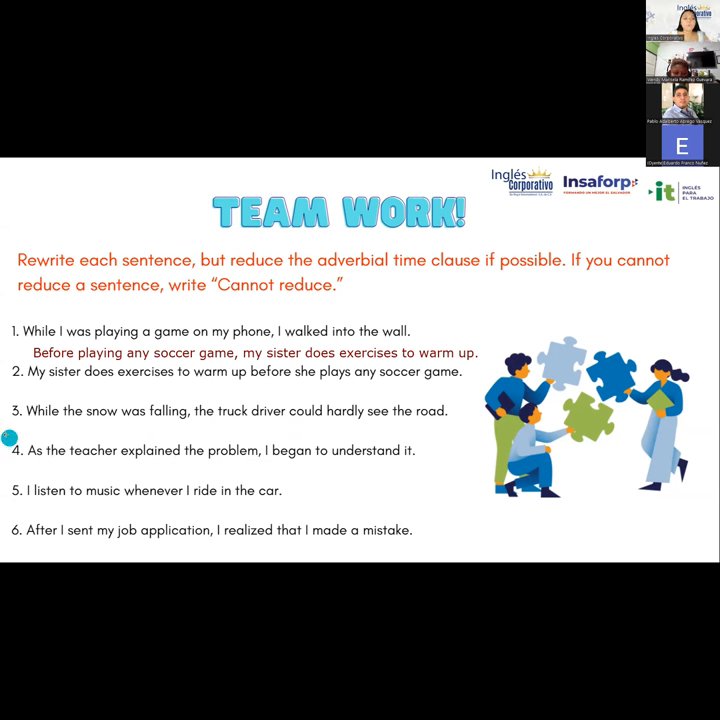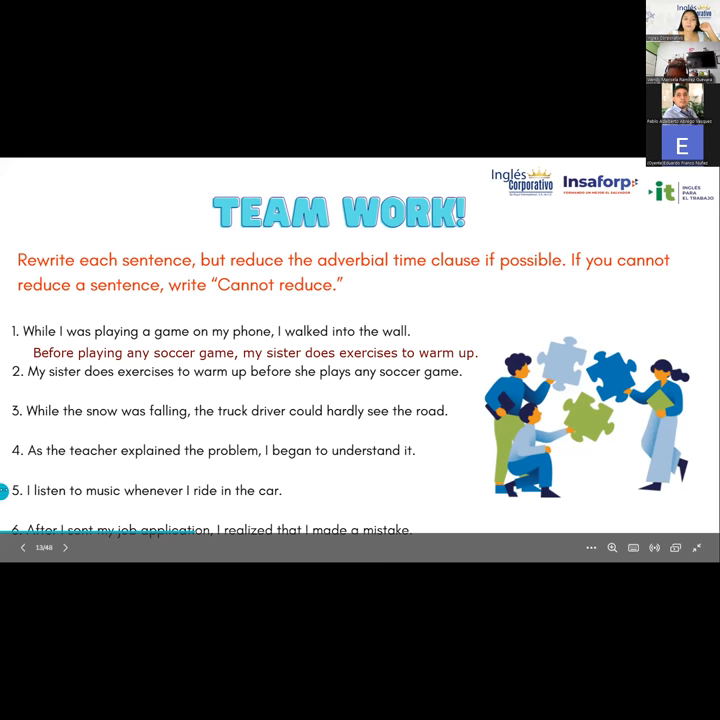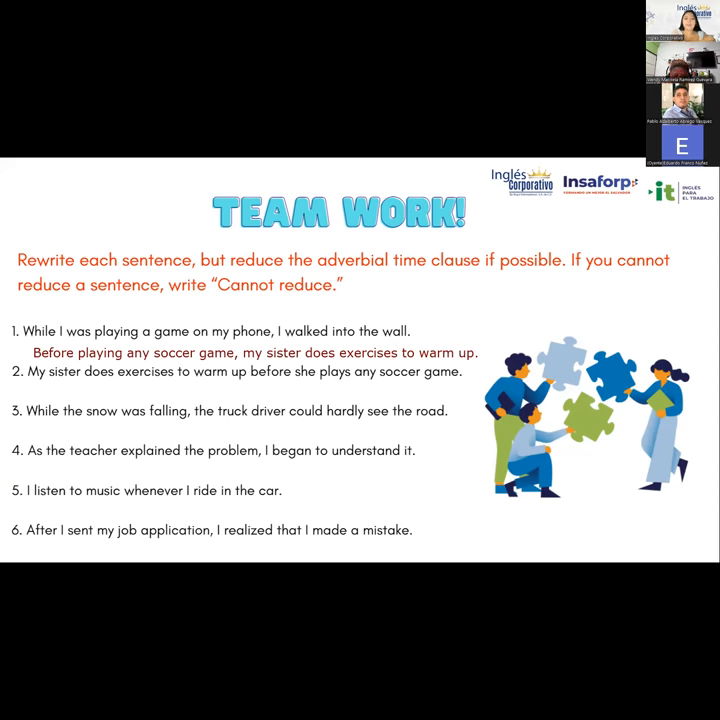Ok, what about number four? Okay. So as the teacher explained the problem, I began to understand it. Can we reduce it? Cannot reduce. Very good, because we have different subjects. Very good. Excellent. Muy bien, Pablo. Okay. What about number five? I listen to music while. While listening to music. Okay.